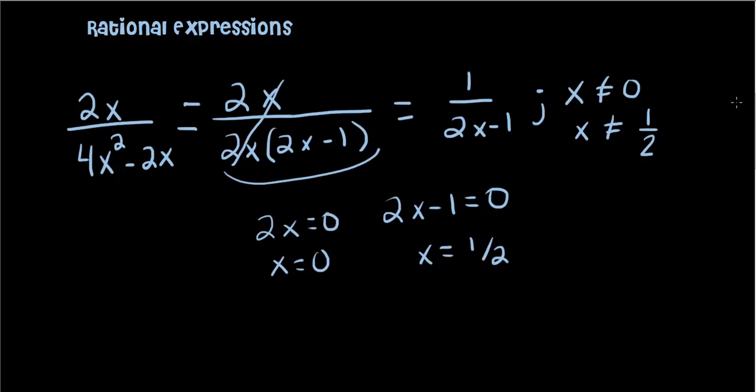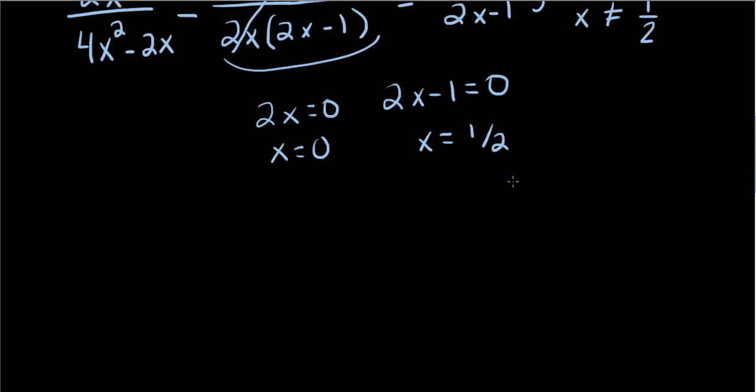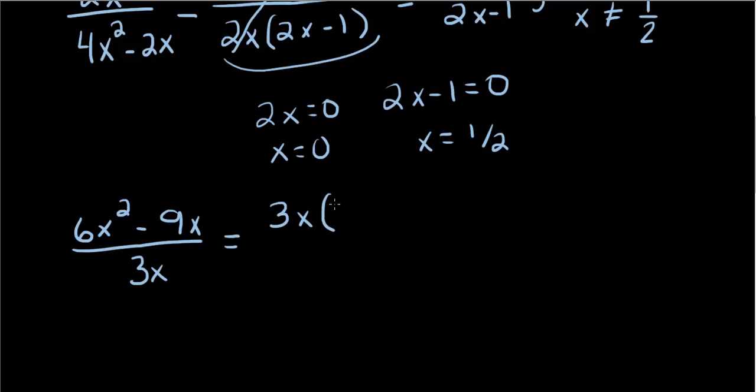Let's try another example. We're going to try 6x squared minus 9x over 3x. So I'm going to factor the numerator. The common factor amongst these two is 3x. So inside of the parentheses is going to be 2x minus 3, and then over 3x. So I can cancel the 3x. The answer is 2x minus 3.